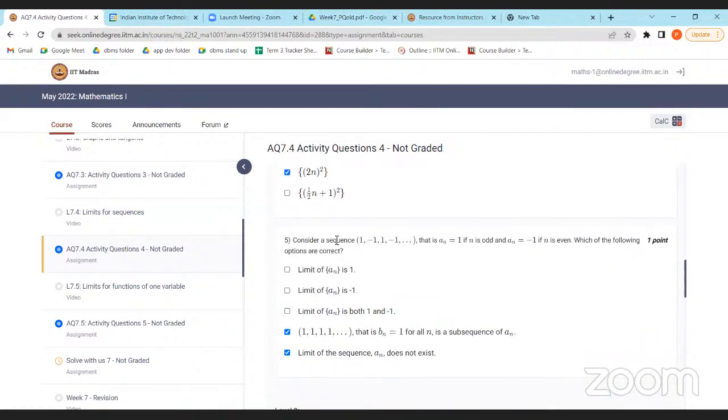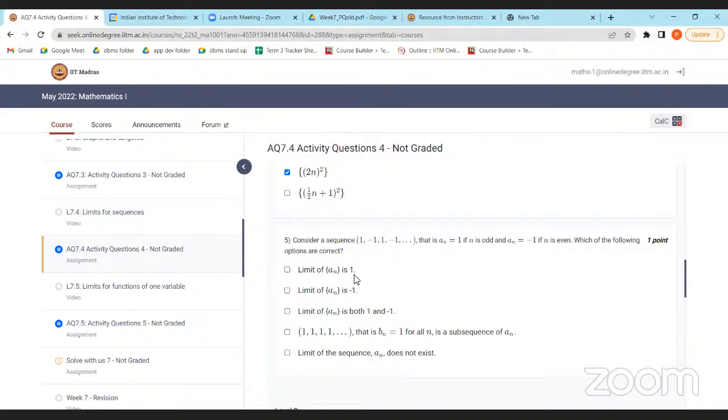So it is clear. Here you can see the fifth question. I will get 1, minus 1, 1, minus 1 only, right? It is 1 if n is odd, and minus 1 if n is even. So which of the following options are correct? No, see, this is a particular sequence, right? It is 1 if n is odd, and minus 1 if n is even. Which of the following options are correct then?